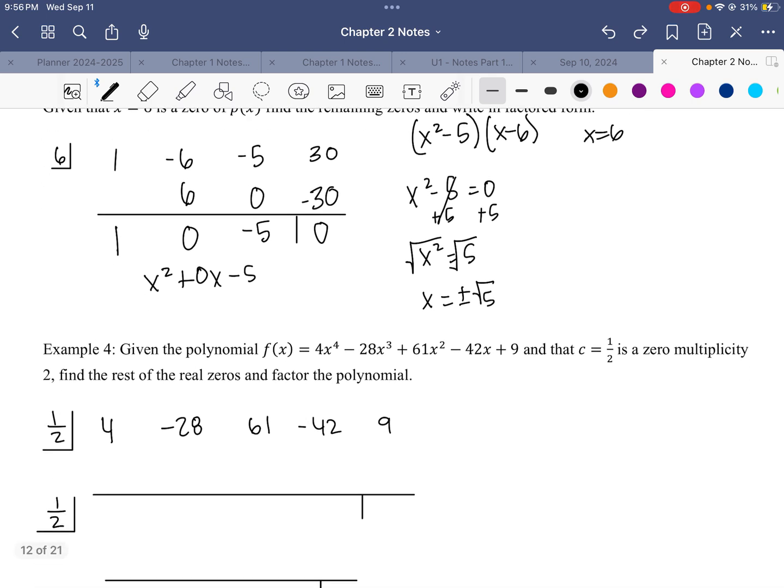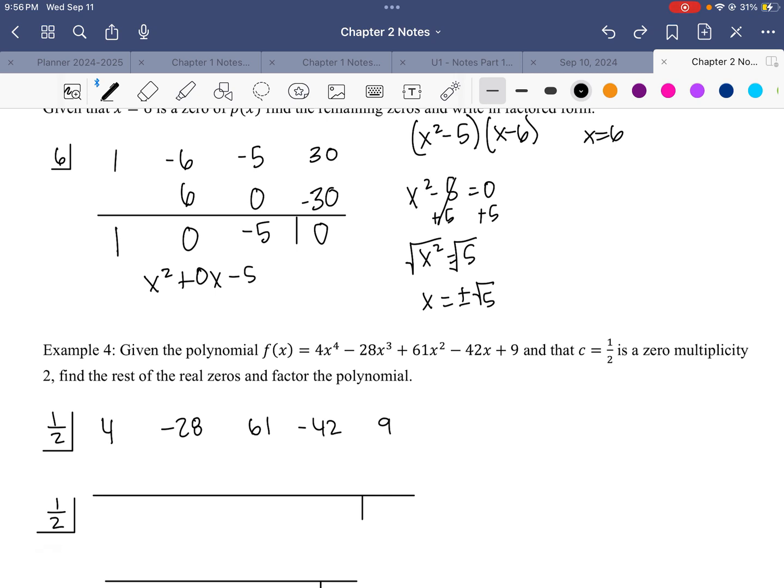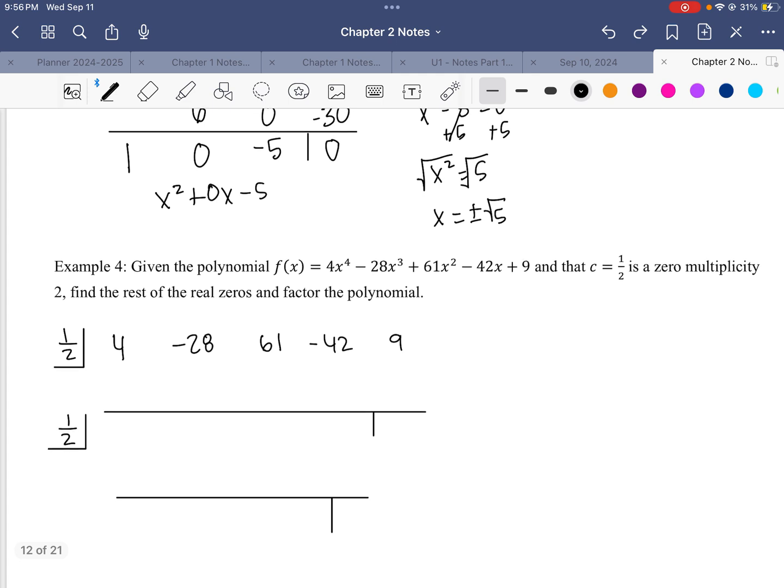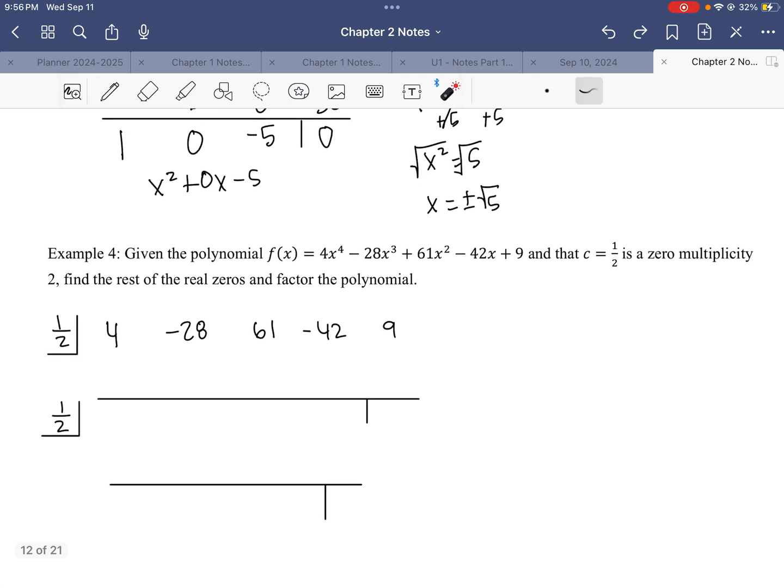All right, here's another one. This one tells us that given the polynomial 4x to the fourth minus 28x to the third plus 61x squared minus 42x plus 9, and that c equals 1/2 is a 0 of multiplicity 2, it wants us to find the rest of them. So first of all, it means that you can put 1/2 in here, and you will get a 0 remainder. Having a multiplicity of 2 means you can do it again, and you will get another 0.